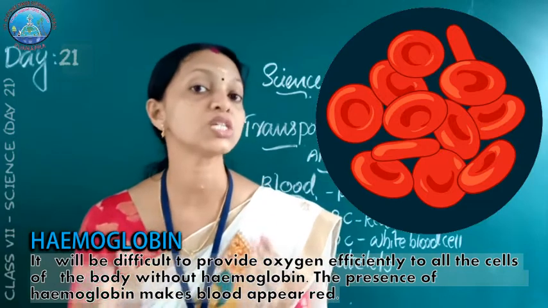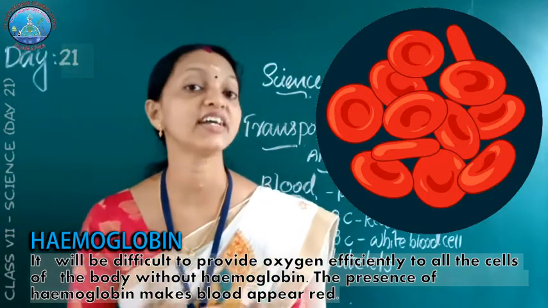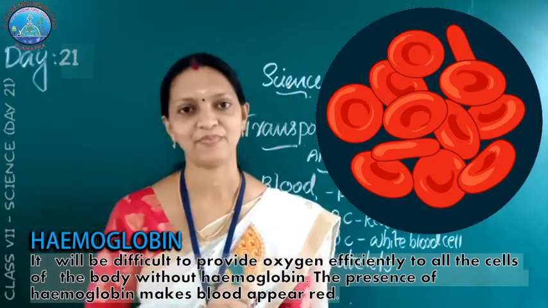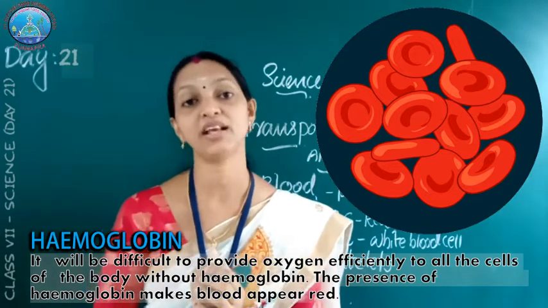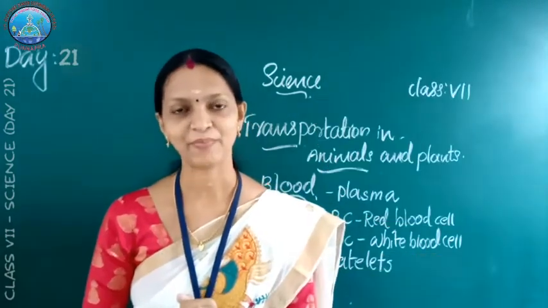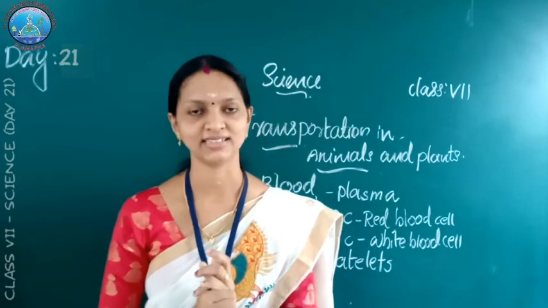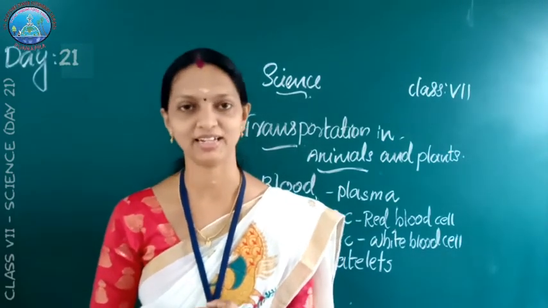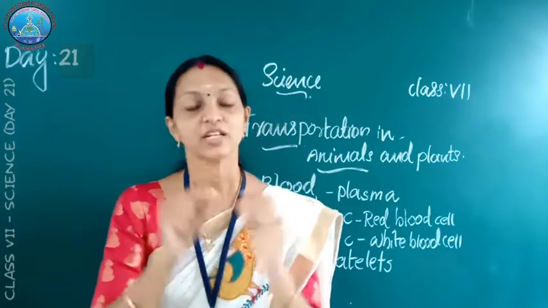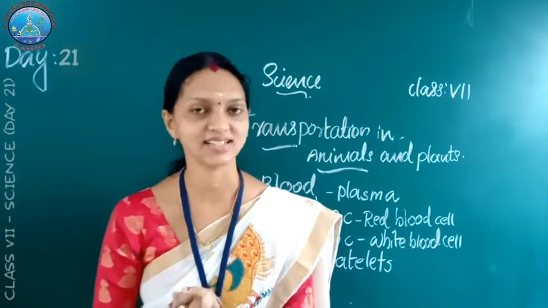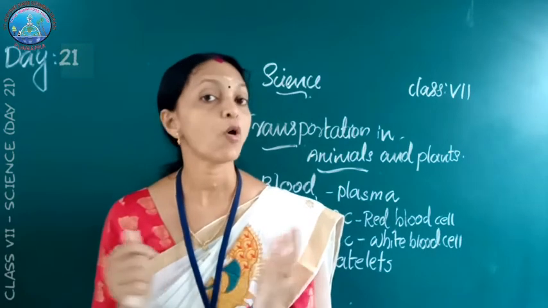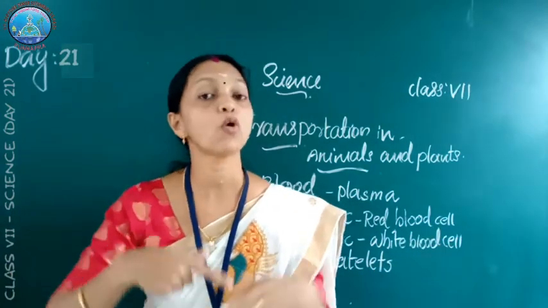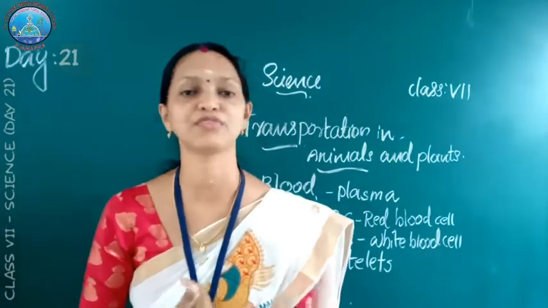It helps the blood to carry oxygen from the lungs and transport it to all cells of the body. And the presence of hemoglobin makes our blood appear red in color. So what is the color of our blood? Red color. And which pigment gives red color in blood? Hemoglobin. Hemoglobin is a red color pigment present in the red blood cells, and it carries oxygen from the lungs and transports it to all cells of the body.